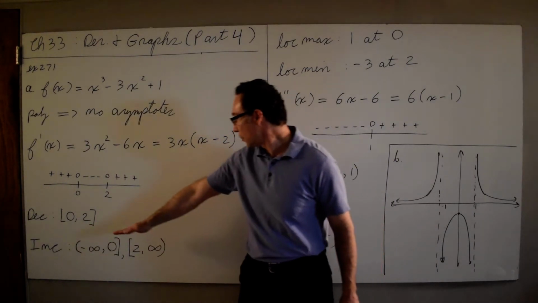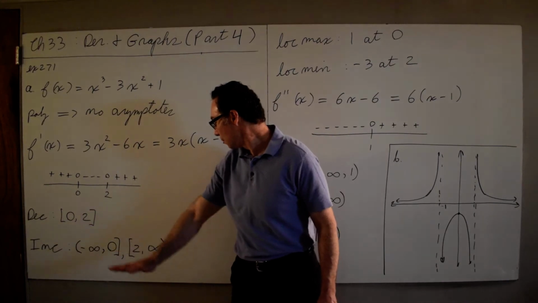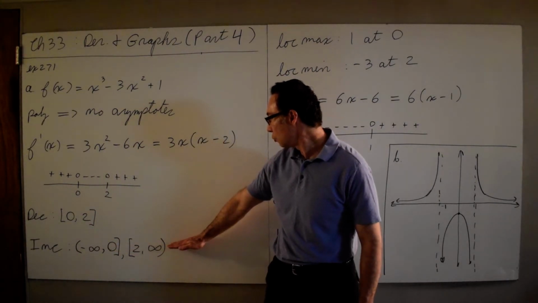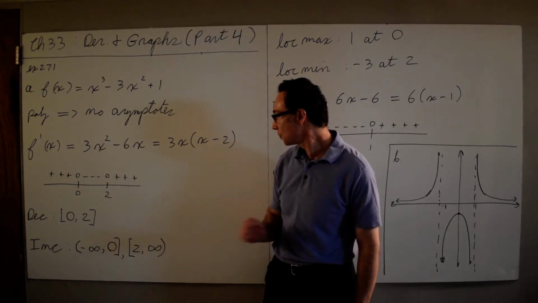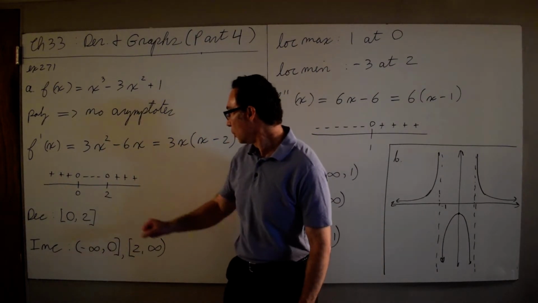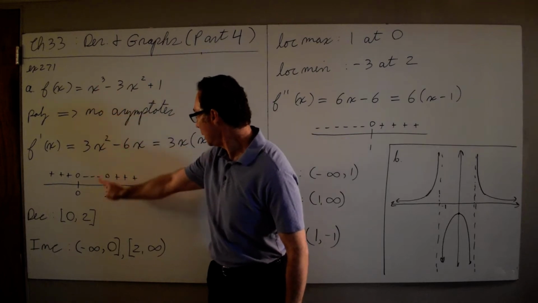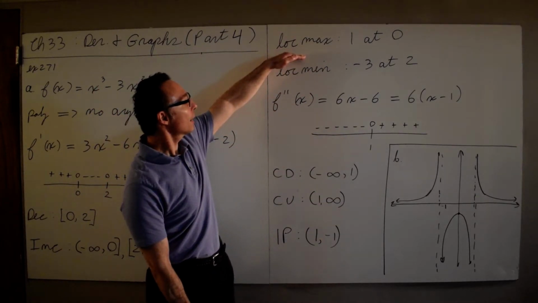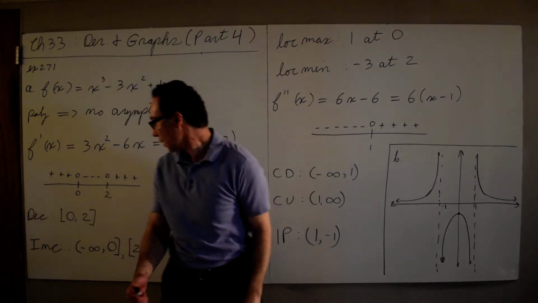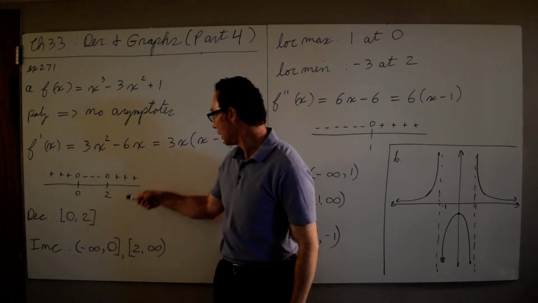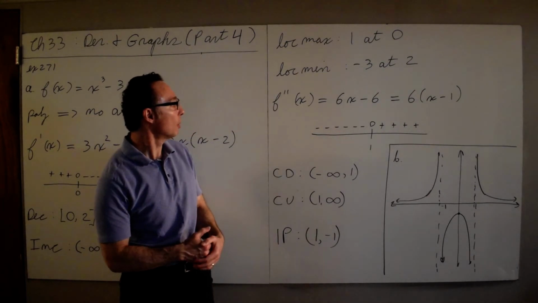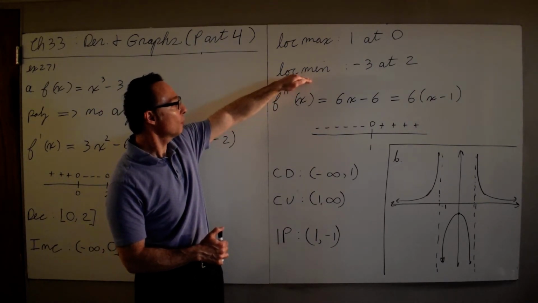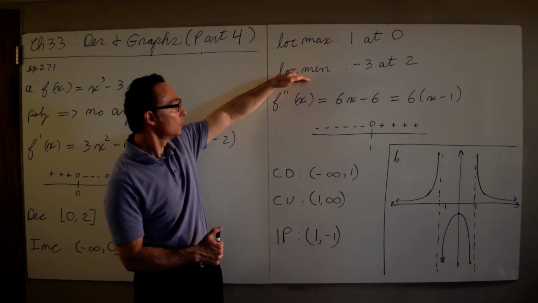Our function's decreasing on the interval 0, 2. It's increasing on the intervals negative infinity to 0 and 2 to infinity. When your function goes from increasing to decreasing, that makes a local max. So we have a local max of 1 at 0. When your function goes from decreasing to increasing, that makes a local minimum. So we have a local minimum of negative 3 at 2.